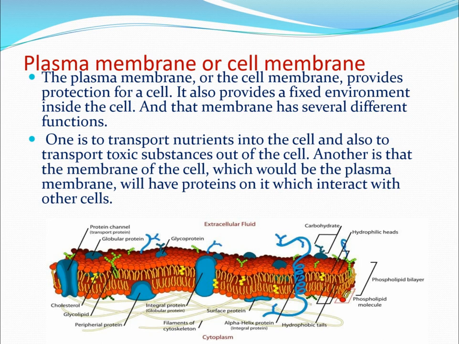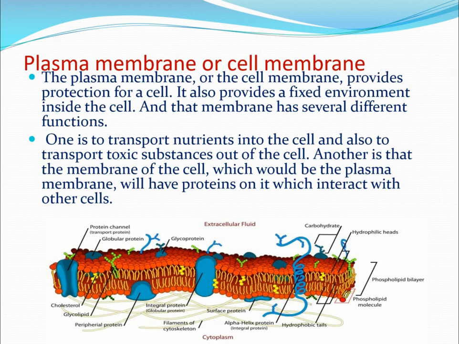The plasma membrane also has several different functions. One is to transport nutrients into the cell and also to transport toxic substances out of the cell. Different kinds of waste substances are produced, while the substances the cell needs are transported inside, and the toxic waste substances produced inside the cell are sent out by the plasma membrane.